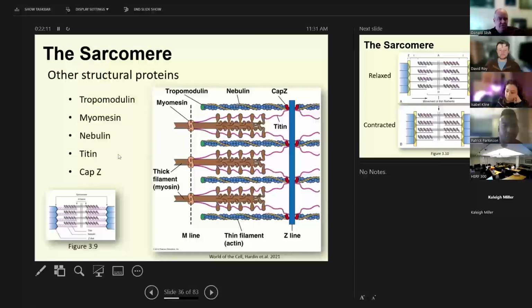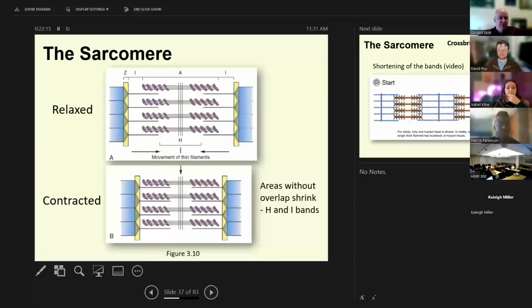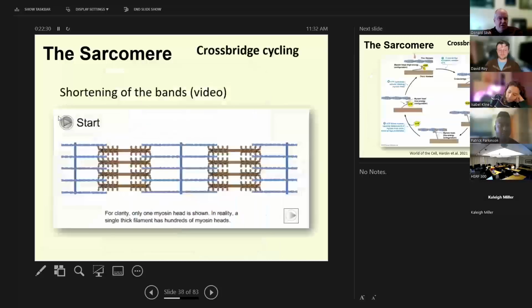Anything else? I guess that's about it. So in terms of contraction then, your I band, anywhere that isn't overlapped is going to shrink. So your I band shrinks and your H band shrinks as you go from relaxed to contracted. Okay, so you're losing that.